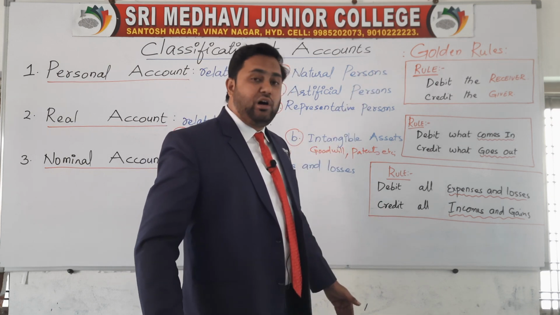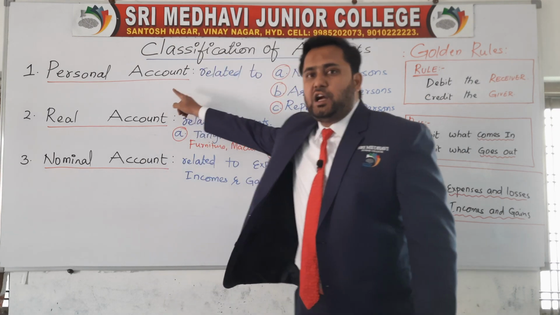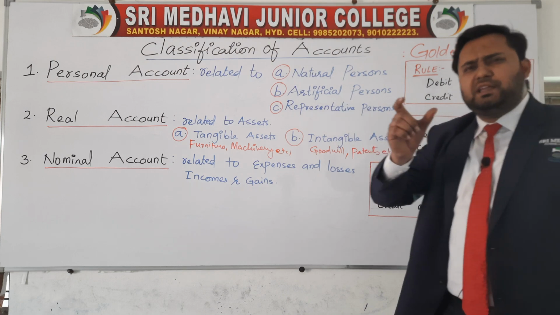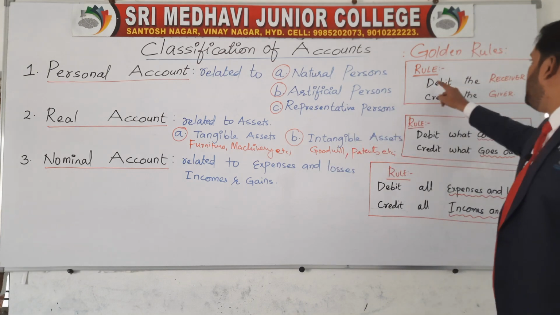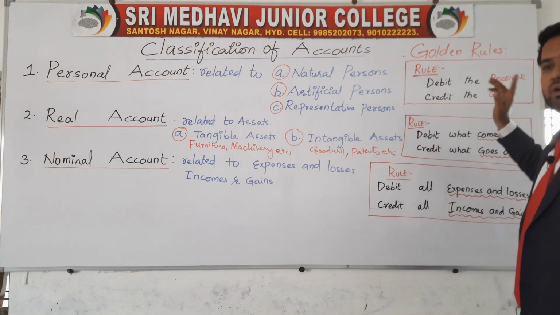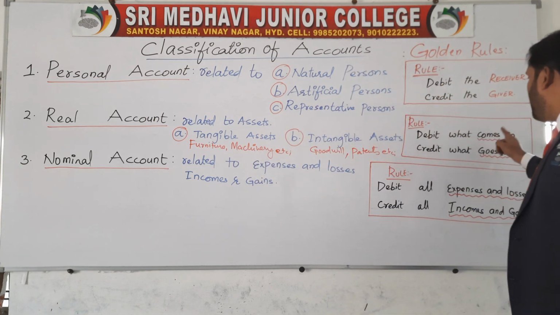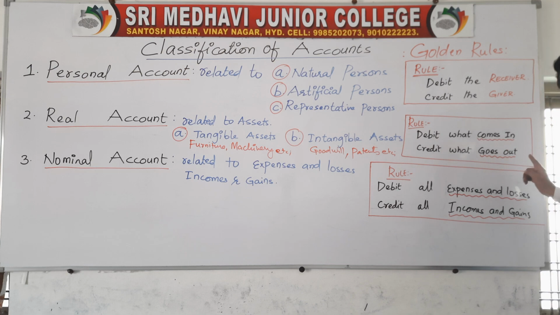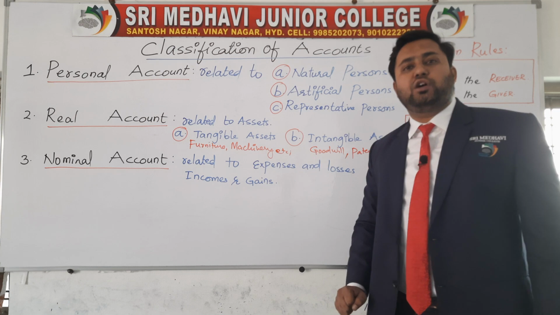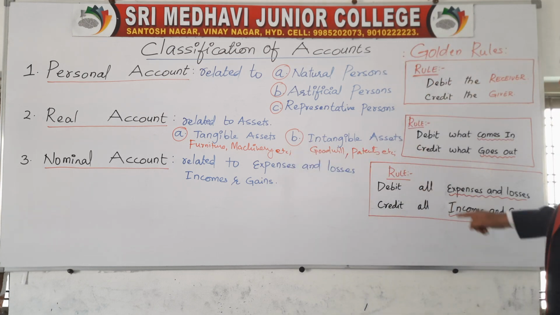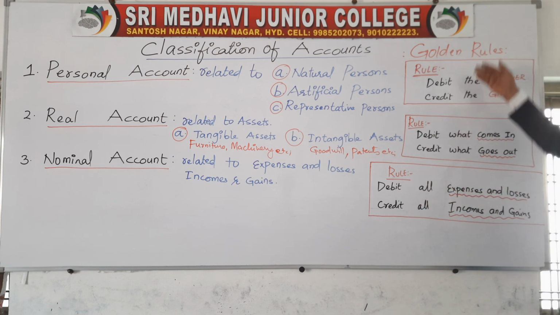So these are the rules of classification of accounts. In short, personal account is related to persons; the rule is debit the receiver, credit the giver. Real account is related to assets; debit what comes in, credit what goes out. Nominal account is related to expenses and losses, incomes and gains; the rule is debit all expenses and losses, credit all incomes and gains.